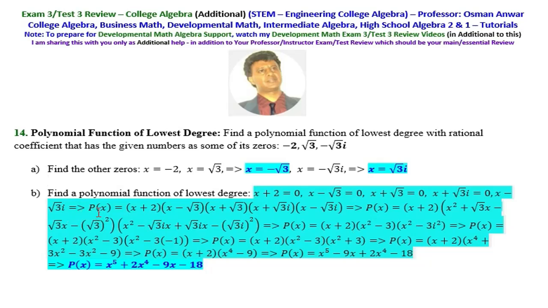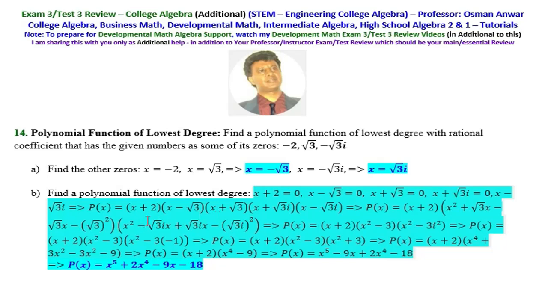That means p of x is equal to x plus 2 times x minus square root of 3 times x plus square root of 3 times x plus square root of 3i times x minus square root of 3i. That is, p of x is equal to x plus 2. Then do the conjugates first.